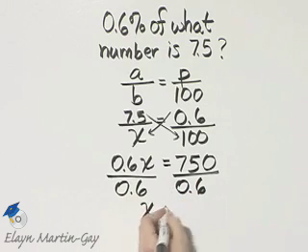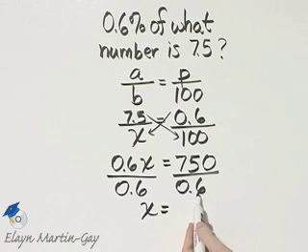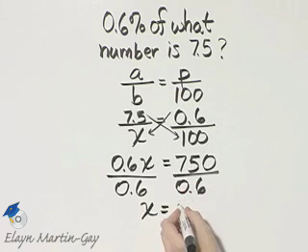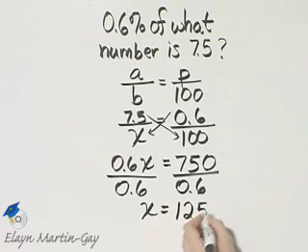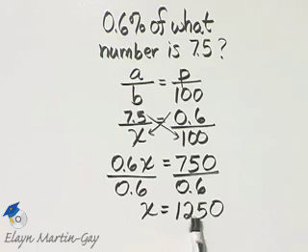The left side I have x. The right side, I'll let you go off to the side and divide this decimal into this decimal. If you do so, you'll have 1,250. So of what number? That number is 1,250. How can you check? Find 6/10% of this number. It should be 7 5/10.